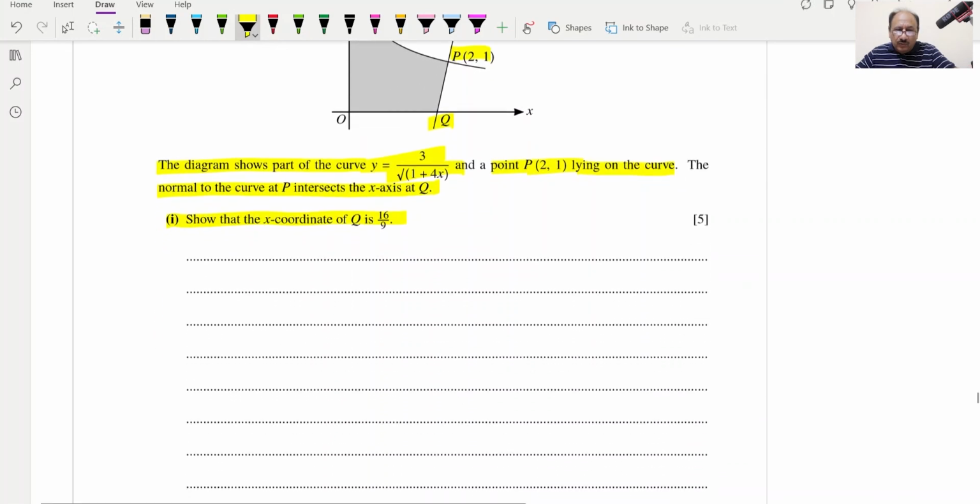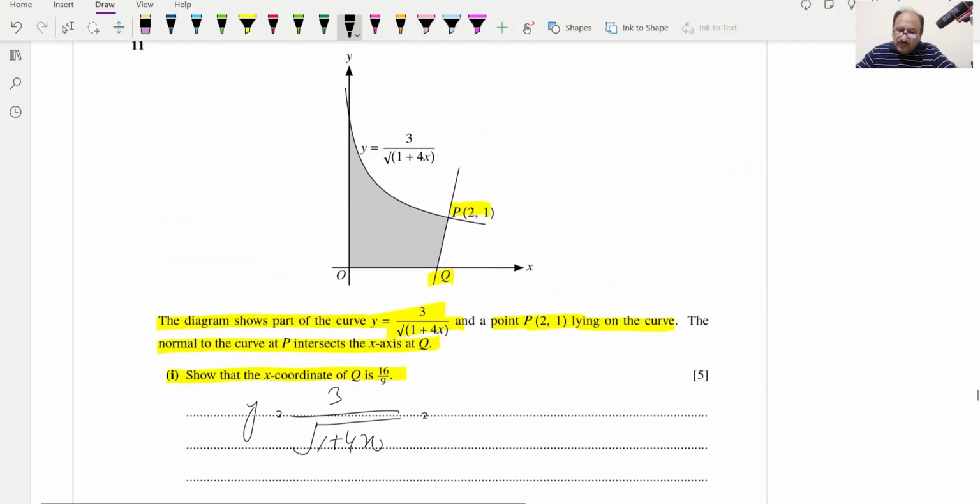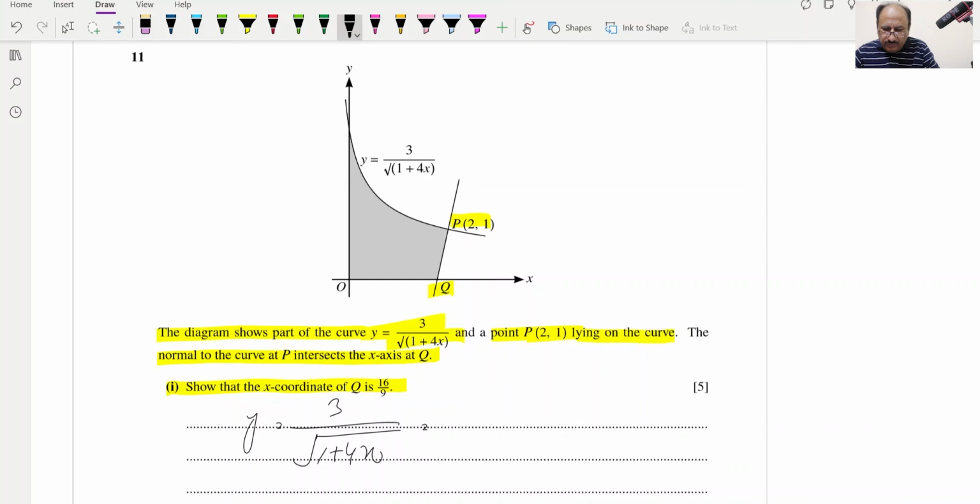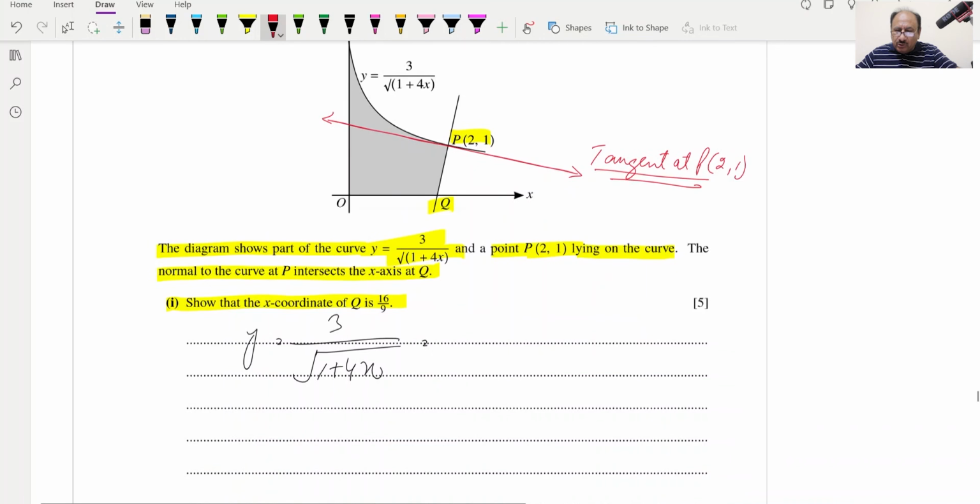So what we can do, we can take this equation, y is equal to 3 over under root of 1 plus 4x, and we need to find the derivative. To understand this question, we can draw the tangent at point P. So this is the tangent at P, which is (2, 1). So the gradient of this tangent and the gradient of PQ we will find. The gradient of PQ will be the reciprocal and change of sign of the gradient of the tangent.